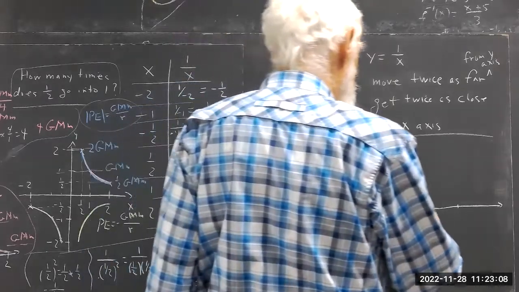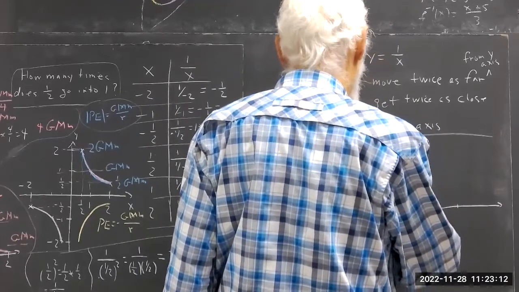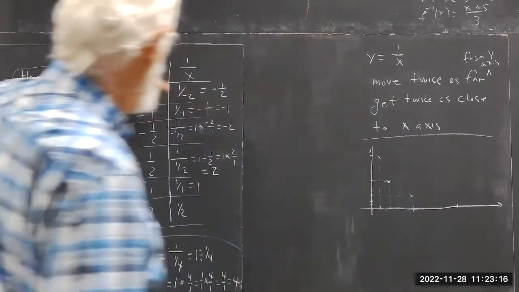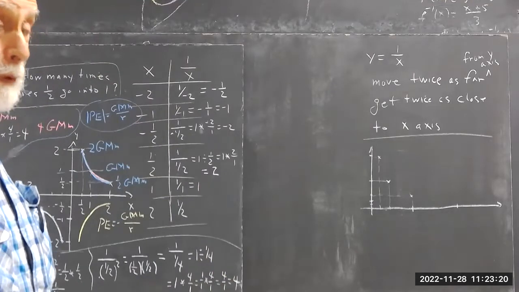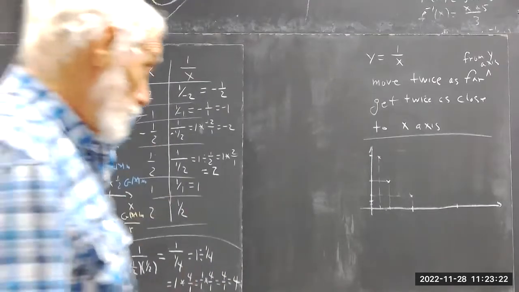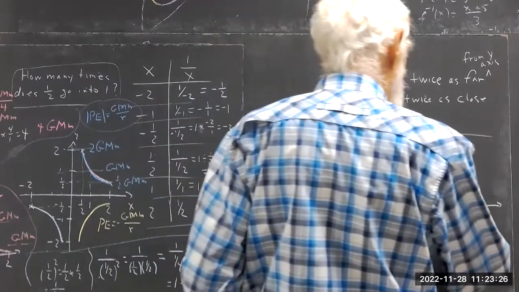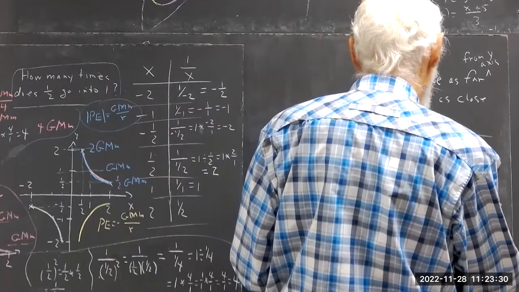So now we can locate this point, we can locate this point, we can locate this point. We don't need numbers and calculations to draw the graph now. We draw the shape of the graph just fine by doing this. Okay, so we go out here twice as far, and we've got to be twice as close to the x-axis.